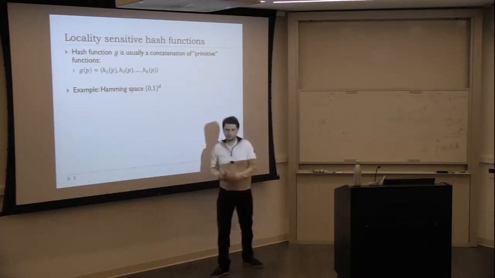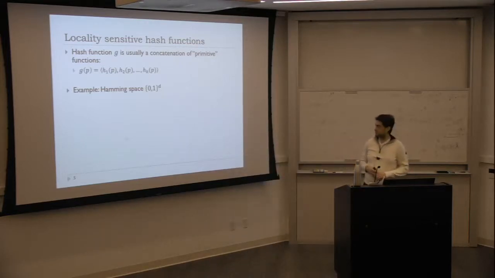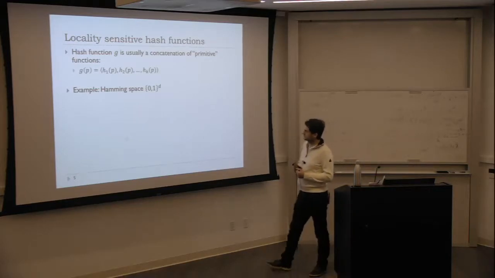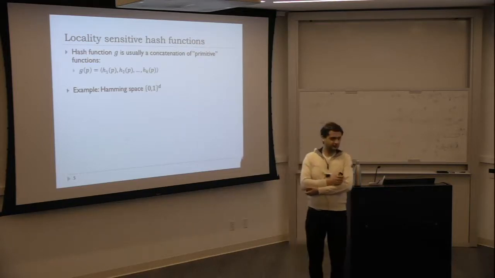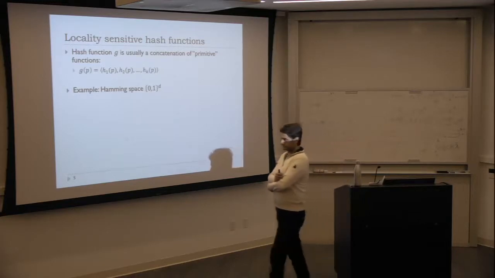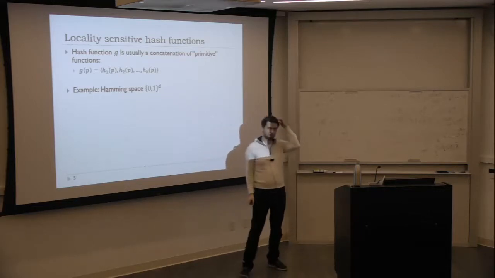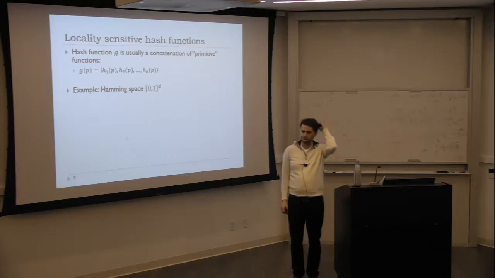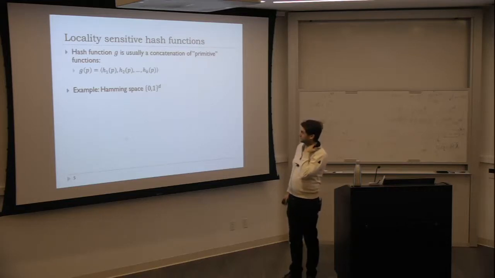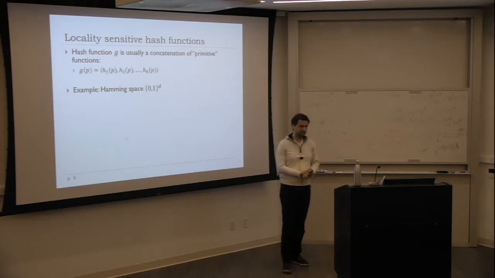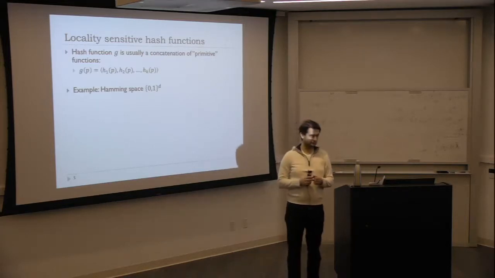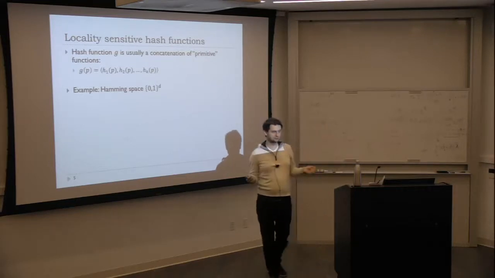Let's consider the example of a Hamming space. In a sense it's the simplest case, and this was actually the first space for which these locality sensitive hash functions were defined. Maybe somebody in the audience who has not seen them before can suggest a hash function. You want to pick a random hash function such that two points that are closer collide with higher probability than two points that are farther away. What is the Hamming space? Well, you have two binary strings. The distance between them is the number of differing coordinates. So we want to pick a random hash function so that if the number of differing coordinates is small, they collide with good probability, and if the number of differing coordinates is very large, they collide with much smaller probability.